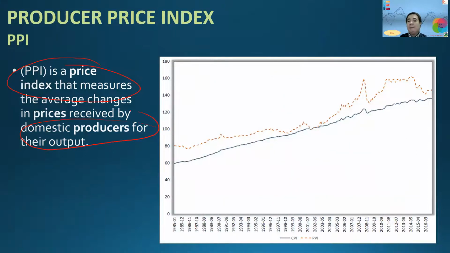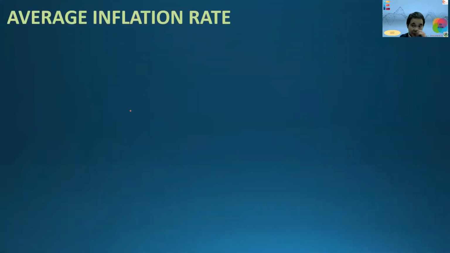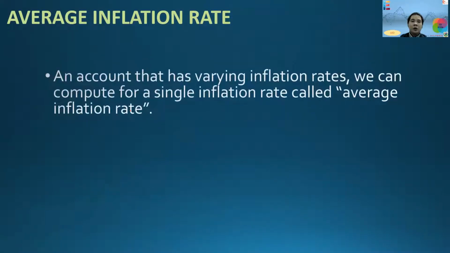So this is an example of CPI and PPI. When you say consumer price index, this is the inflation. And when it comes to the PPI, that refers to another set of data. So there are basically different ways of computing inflation.